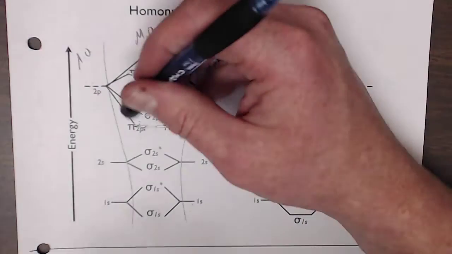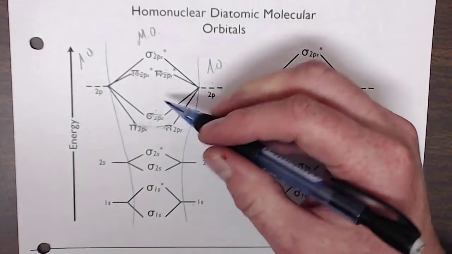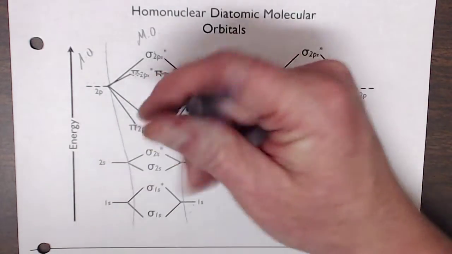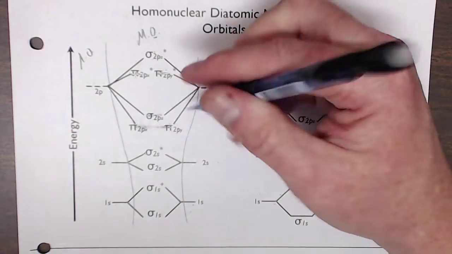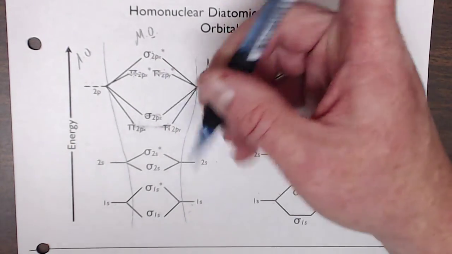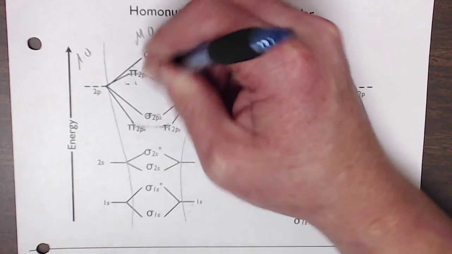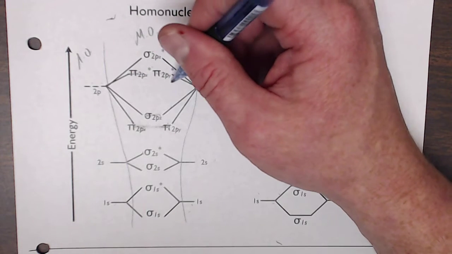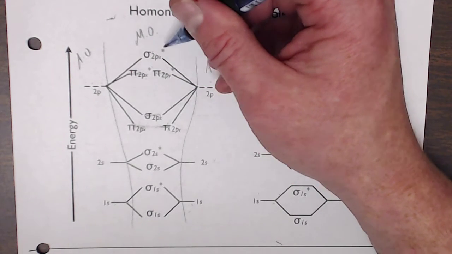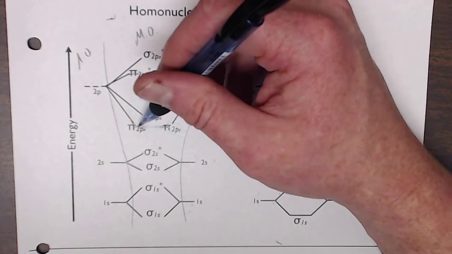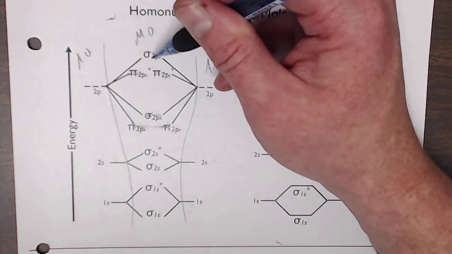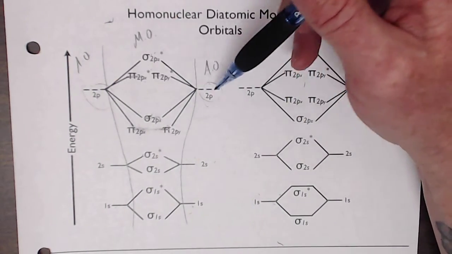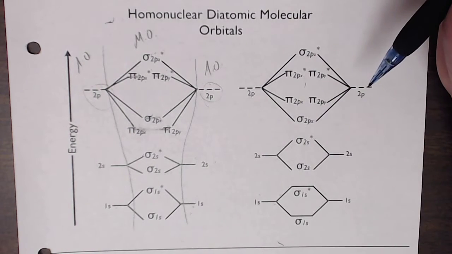So in other words, if you notice here, I've got a position for 2px and 2py to make the pi bond. I have a position for 2pz to make the sigma bond. And I have other positions for the 2px star and the 2py star and the 2pz star. So overall, that gives me 1, 2, 3, 4, 5, 6, 7, 8, 9, 10, 11, 12 electrons, because again, I would predict that I need 6 and 6 or 12 electrons in total to populate this diagram.